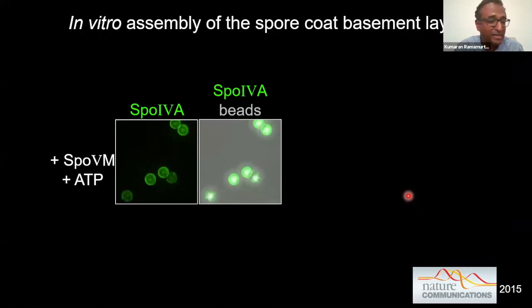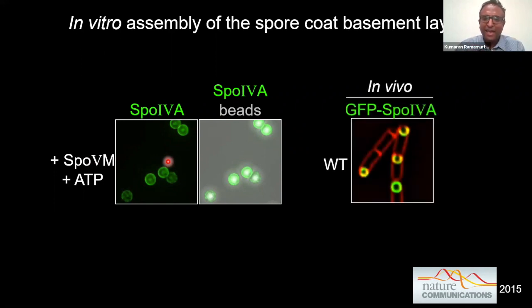And that's exactly what she saw. Okay, so these are the experiments where that SpoVA is actually labeled. And in the presence of ATP, we can see that the protein specifically polymerizes onto the surface. And the idea is that, at least qualitatively, this is supposed to mimic the localization pattern of the protein that we see inside the cell, where it seems to localize to the surface of the developing spore when it's fused to green fluorescent protein.